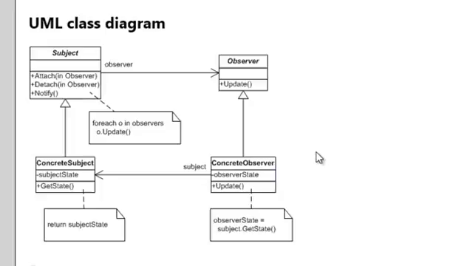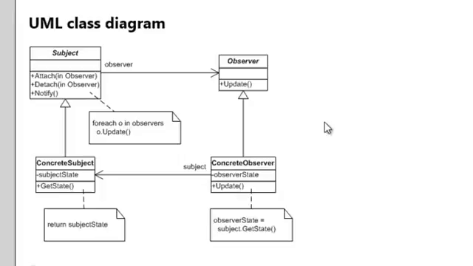And in that way, when you create a concrete object, a concrete observer can attach itself to the concrete subject, and when the subject changes, it will call notify, which will do a for each through all the observers and call the update method. So this UML class diagram is from the Gang of Four book, where they describe the pattern.